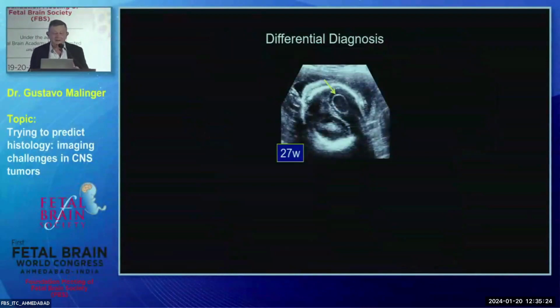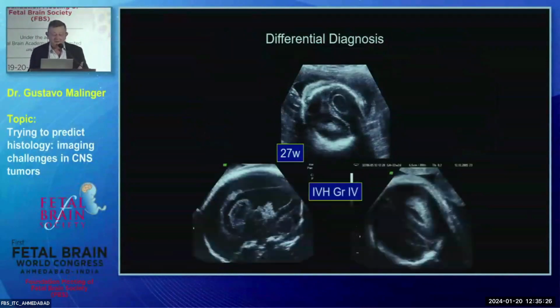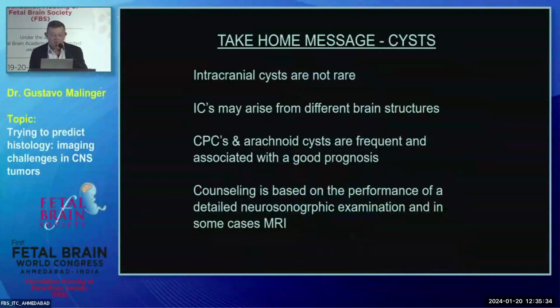Now, the differential diagnosis, as in this case, is the possibility of intraventricular hemorrhage grade 4. So the moment that you move the probe, you understand that there is something else. This is not a choroid plexus cyst. So, take-home message regarding the cysts. Intracranial cysts are not rare. They may arise from different brain structures. CPCs and arachnoid cysts are frequent and associated with a good prognosis. And counseling is based on the performance of the detailed neurosonographic examination. And in some cases, you will need to resort to MRI, as I showed you.